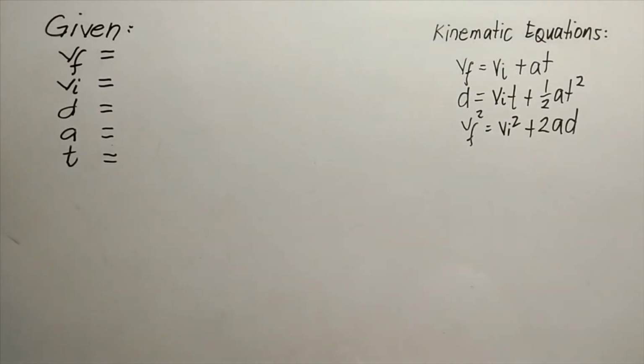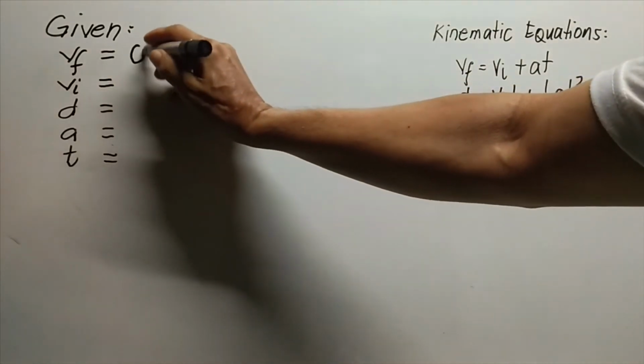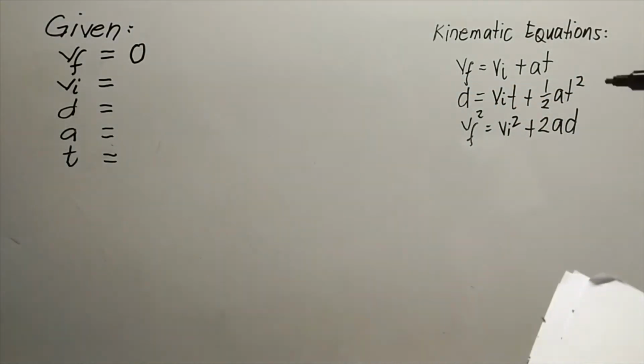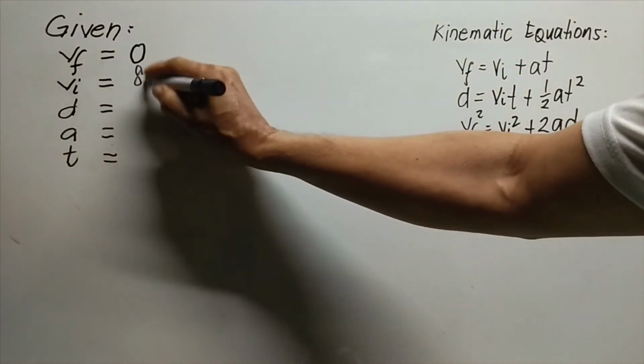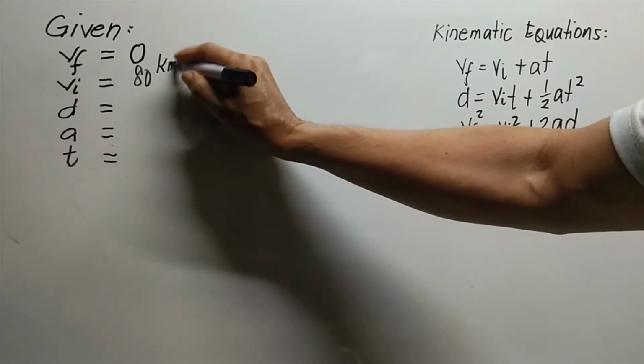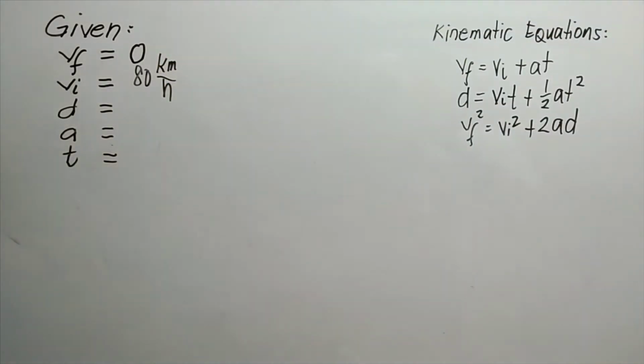To solve the problem, we are going to write all the given information. For the final velocity, it's 0. For its initial velocity is 80 kilometers per hour. But we are supposed to express units in meter and second. So we will first convert this to meter per second.